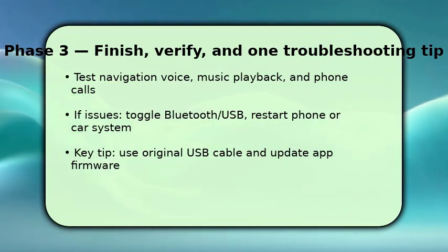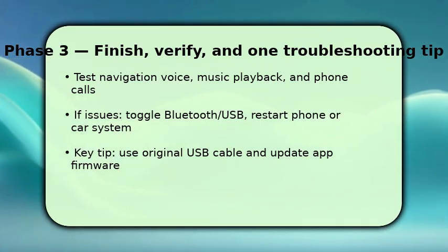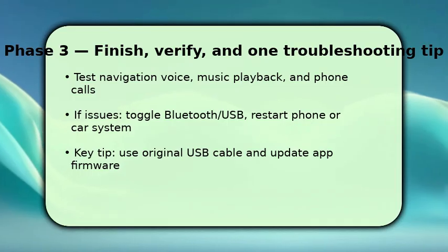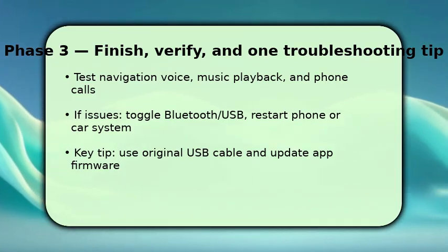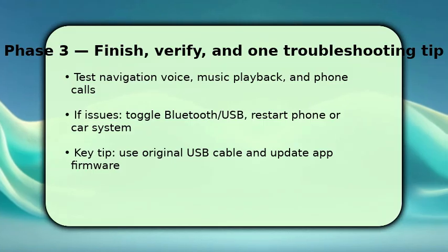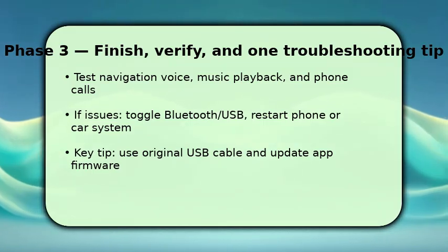Make sure the Android Auto app and your car's infotainment firmware are updated. Use an original or high-quality USB cable for wired connections. If problems persist, clear app cache and retry. This often removes stale settings and restores normal operation.